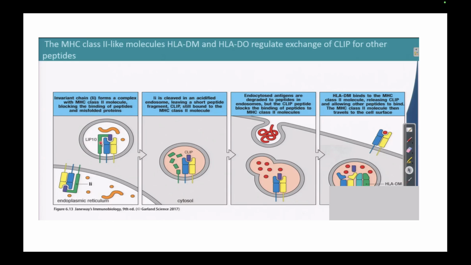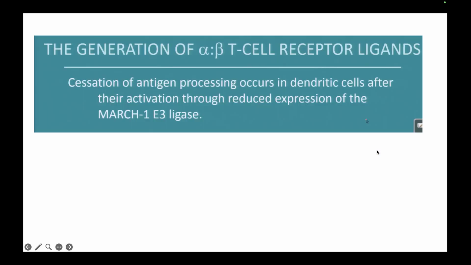There are studies which have shown that if there is a mutation in this HLA-DM, antigen processing by MHC class 2 is hampered. That is why this interaction is very important for proper antigen processing and presentation by MHC class 2 molecule. The cessation of antigen processing occurs in dendritic cells after their activation, through reduced expression of the MARCH1 E3 ligase.